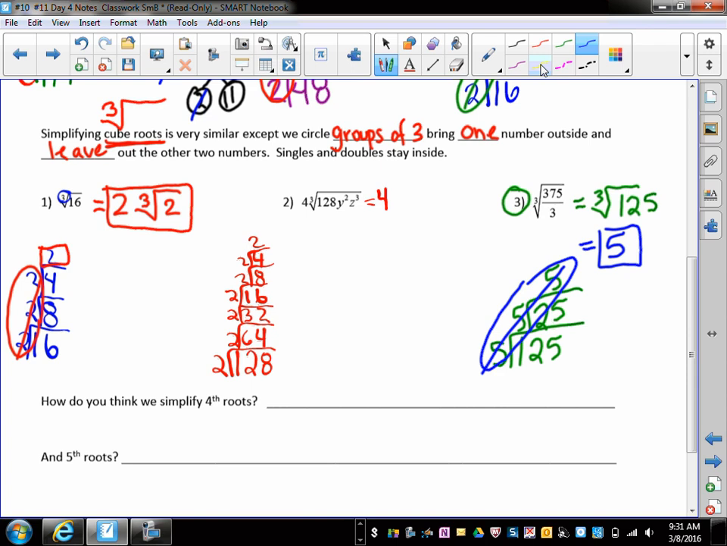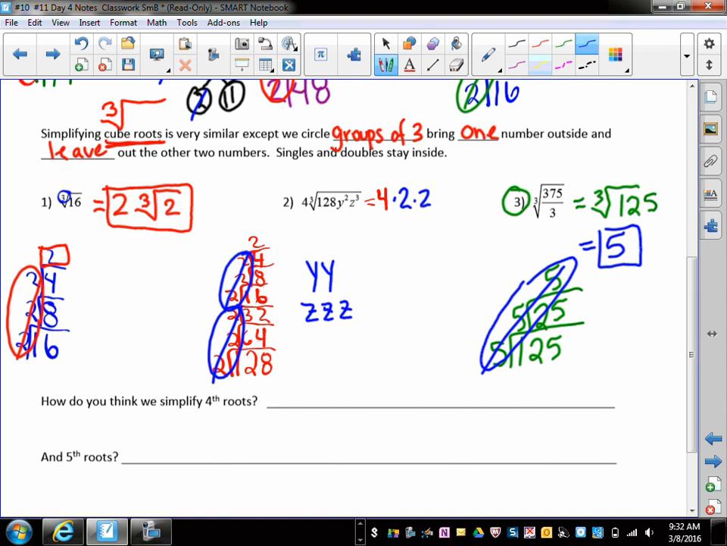Alright, again, our index is 3, so we need 3 of a kind. Alright, so there's one group of 3 that comes out in front. Here's another group of 3 comes out in front. Okay? We still have a 2 left inside, right? But we didn't take a look at our y's and z's yet. So y squared is y times y, and z cubed is z times z times z.